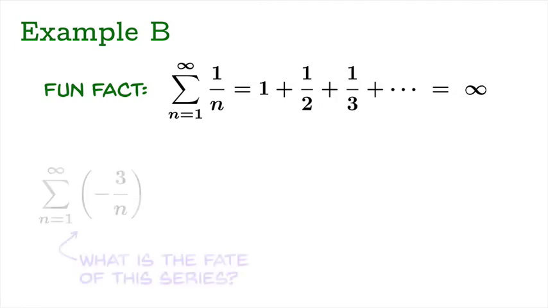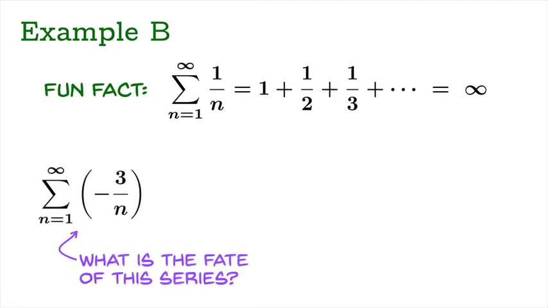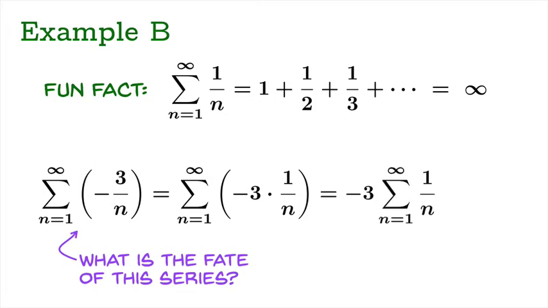So what would be the fate of this series here, the sum of -3 over n as n goes from 1 to infinity? Well, there's this common factor of -3 from all the terms, and we've learned that we can legitimately scale that, or I should say factor that out. And because the sum of 1 over n diverges to infinity, that -3 is going to flip all the signs of the partial sums. And so what we were able to conclude is this series is going to diverge to -infinity.